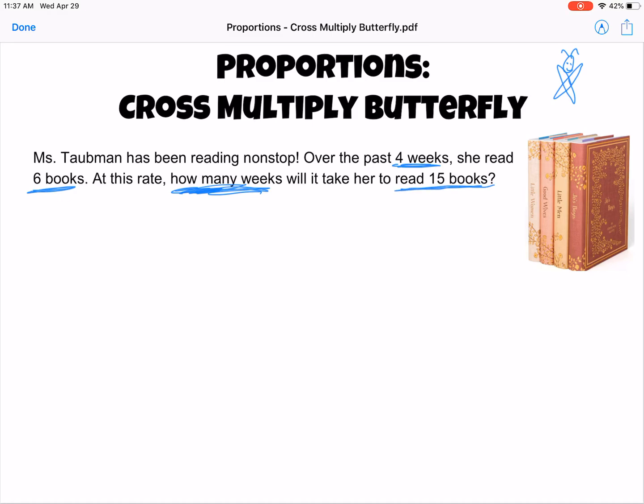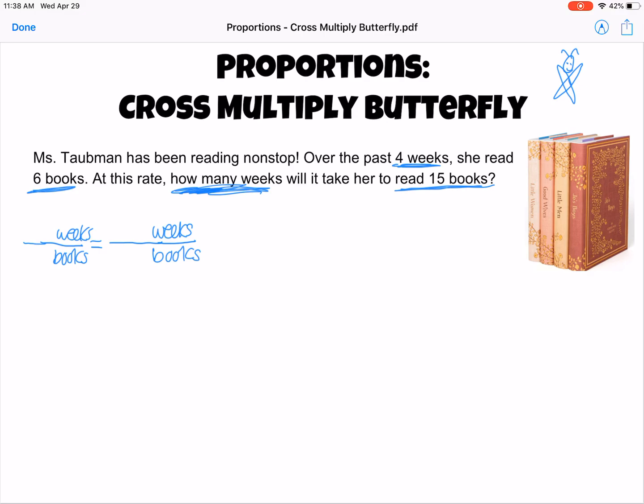All right, well, in order to solve this proportion, the first thing we have to do is set up this proportion. So remember that a proportion is just two ratios that are set equal to each other, and they need to be equal. So I'm going to set ours up weeks on top and books on the bottom. If I have weeks on top and books on the bottom on the left side, I need to have the same thing on the right side. So weeks to books. That's our ratio. We're talking about weeks to books.